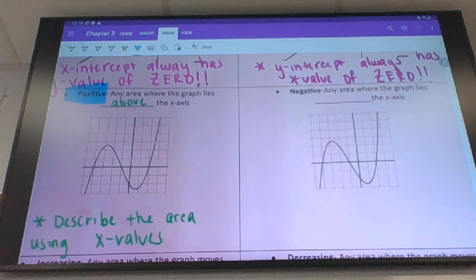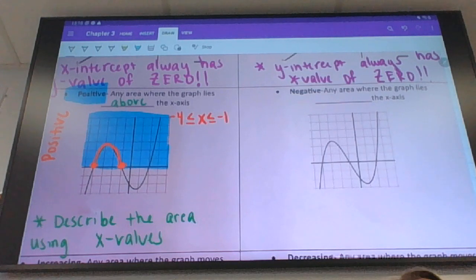So this is, I'm going to highlight this whole area. Up here is positive, right? But we actually have to make a list and actually say, where is this graph positive? So it's positive here. So I'm going to say it's positive when x is between -4 and -1. That's the part that's tricky.